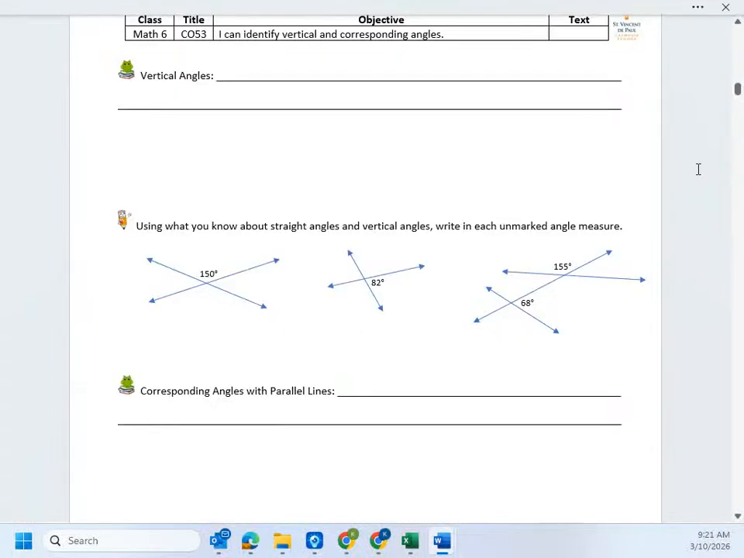Good morning. Today we are continuing on with those angles. We are going to be working with vertical and corresponding angles. Yesterday we worked with the complementary and supplementary, knowing that complementary means you add them together for 90 degrees, supplementary add together for 180.